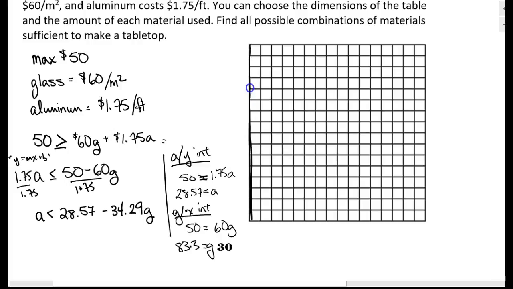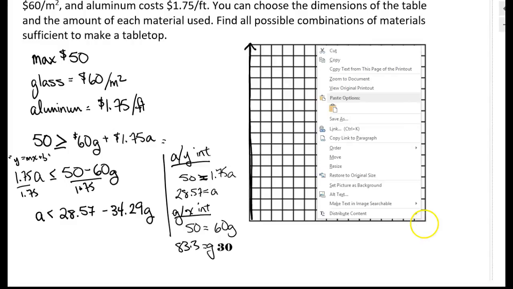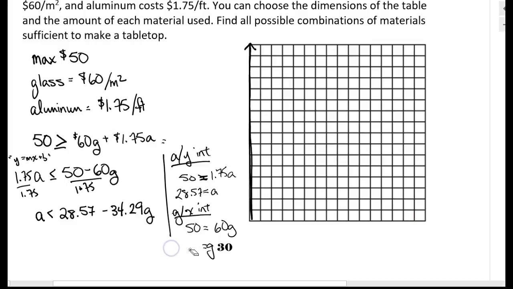So when I go to graph this, oops, sorry, that's not 83.3. That wouldn't make much sense. It would be 0.833. I didn't think that was logical. So based on that information, I'm not going to put 1 as my y-intercept here. Okay, I'm going to graph G and A, not X and Y.